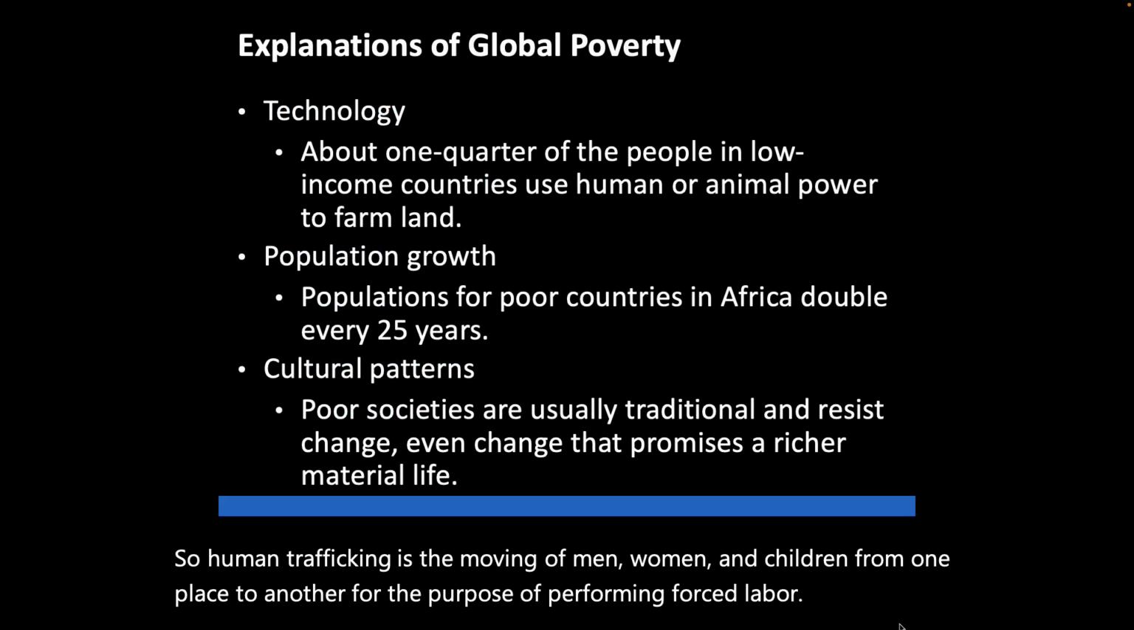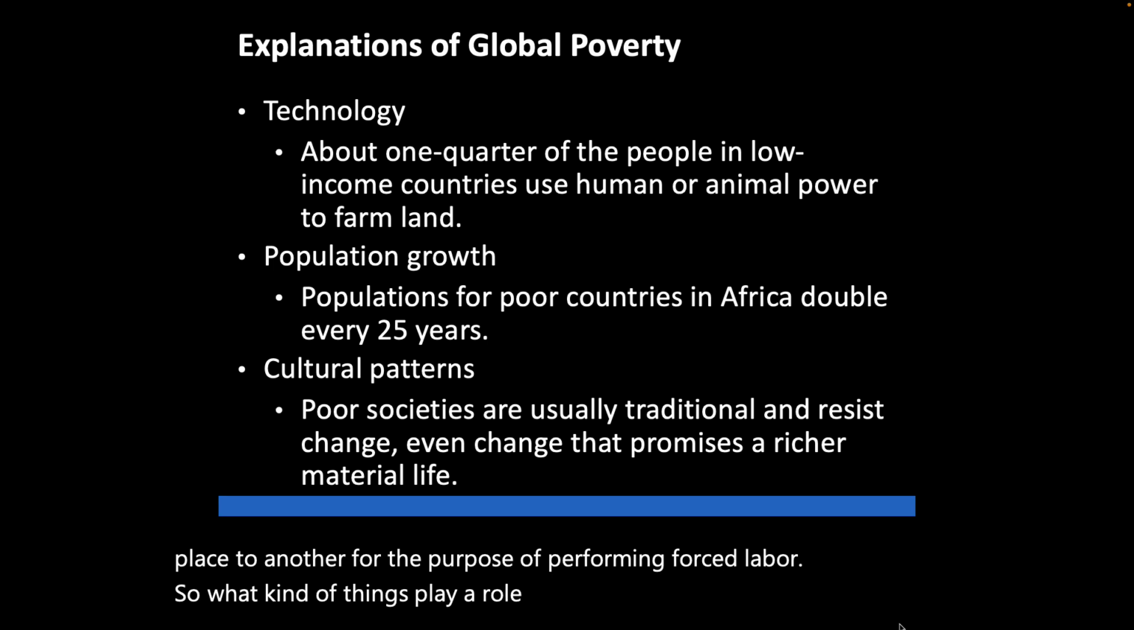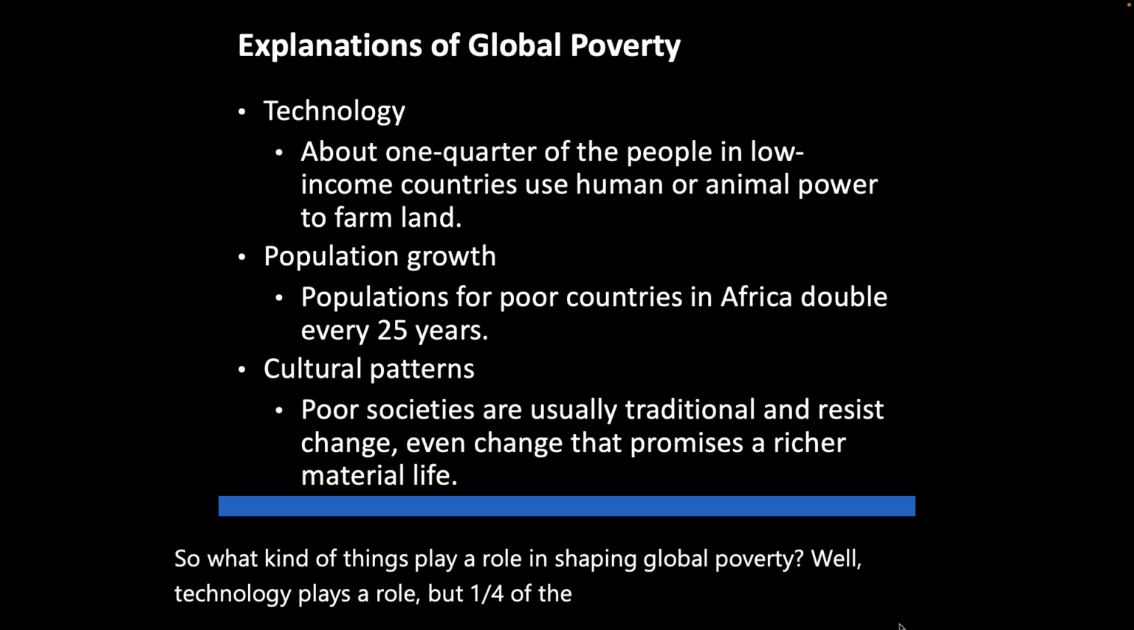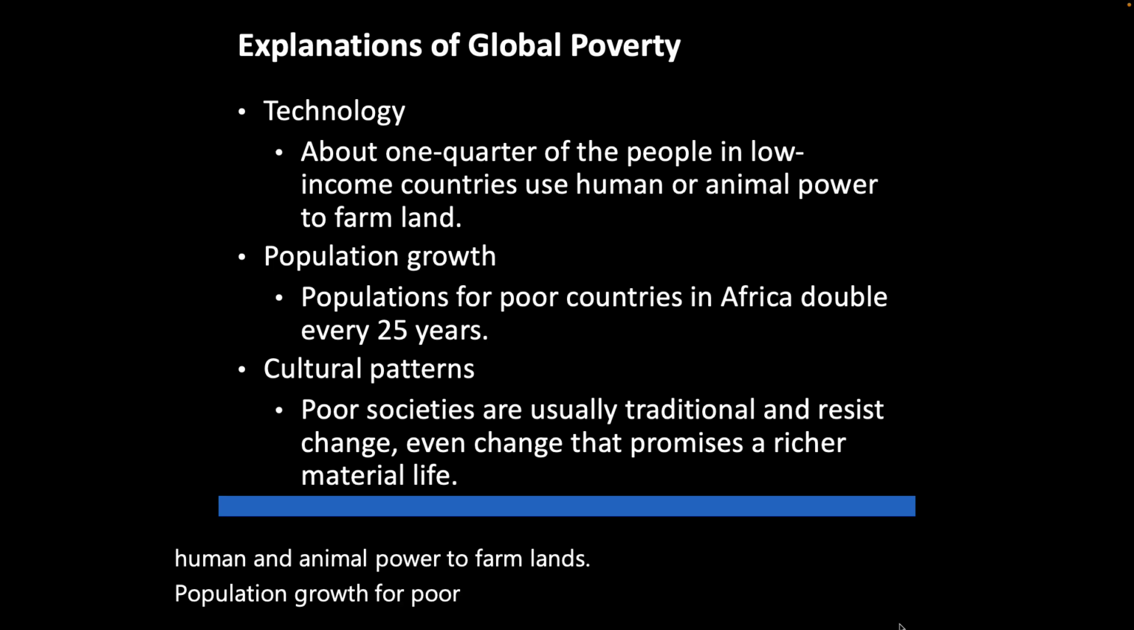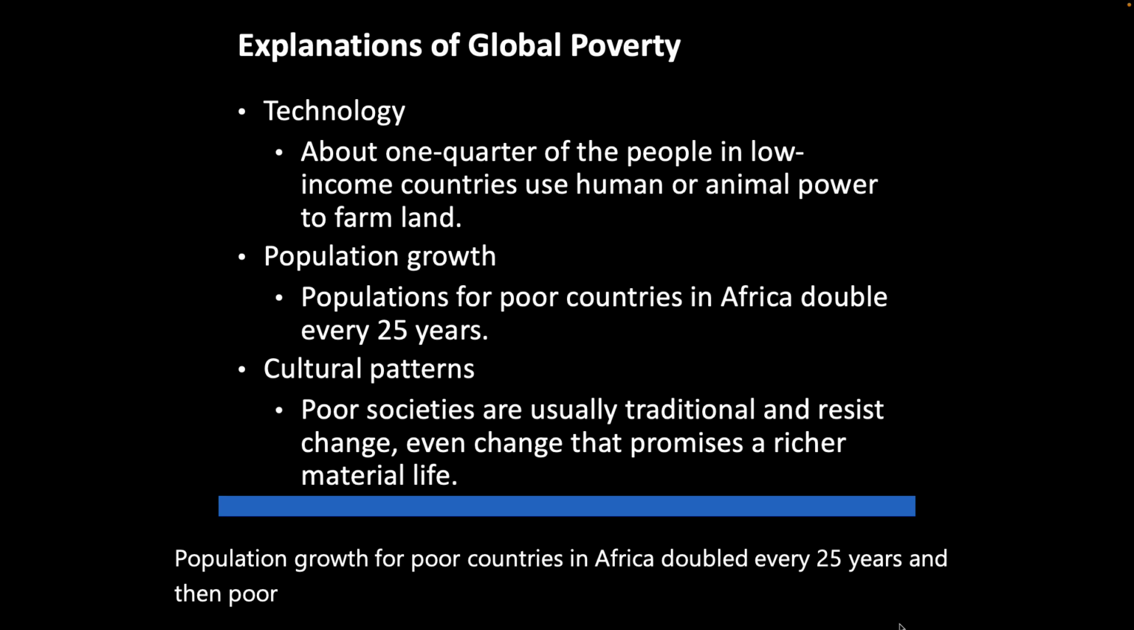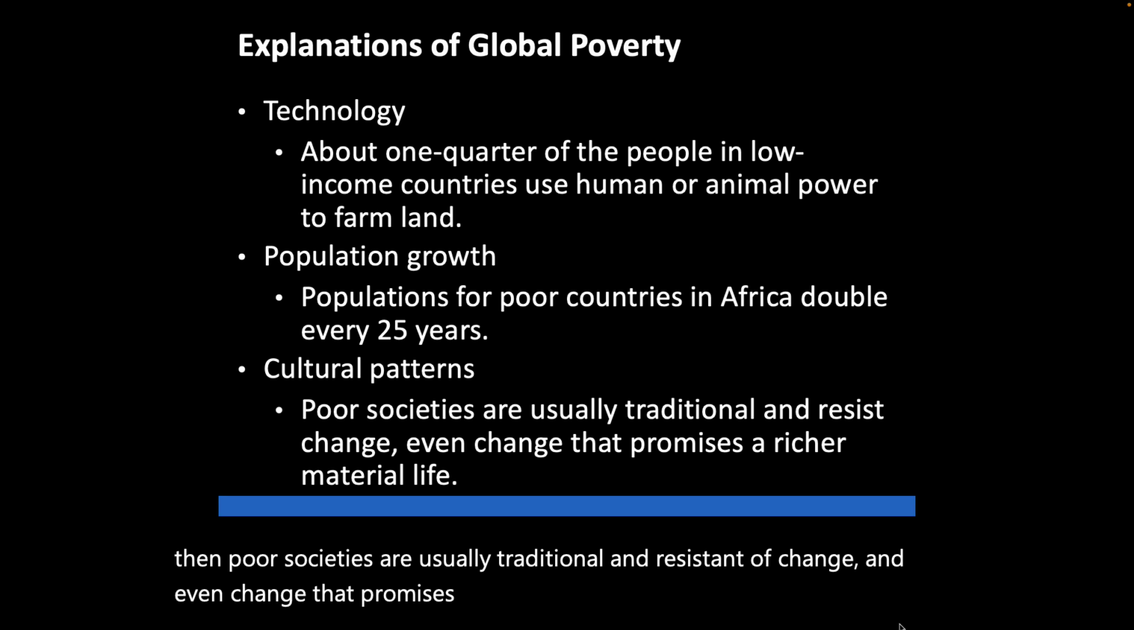So what kind of things play a role in shaping global poverty? Well, technology plays a role. About a quarter of the people in low-income countries use human and animal power to farm land. Population growth for poor countries in Africa doubled every 25 years. And then poor societies are usually traditional and resistant to change, even change that promises a richer material life.